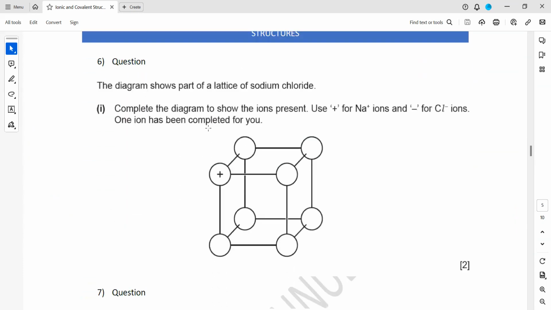Then in question 6, complete the diagram to show the ions present in sodium chloride, using positive for sodium and negative for chloride ion. So this is a lattice, which is a regular arrangement of oppositely charged ions. If we have a positive, then there will be negative, then positive, then negative. And the same way in the next row: if this is positive, this will be negative, then positive, negative. When oppositely charged ions are arranged in a regular pattern, we call that a lattice. So this is an ionic lattice of sodium chloride.